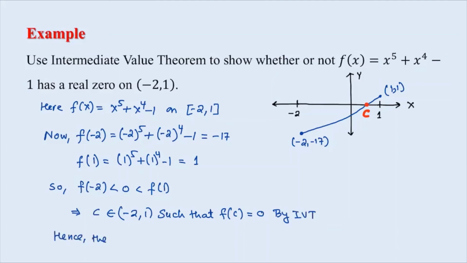Hence, there is a real 0 for the function on the interval from -2 up to 1. So this is how we can use the intermediate value theorem to confirm whether there is a 0 for the given function on the given interval. That is the last example for this video.